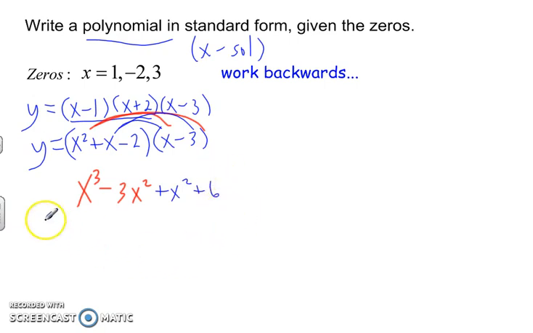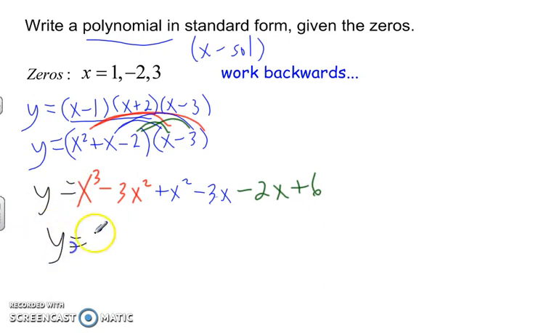I'm sorry, that's not plus 6. My eyes go to a different spot there. So that'd be x times -3, which would be minus 3x. And then -2 times x and -2 times -3, so that would be -2x plus 6. Combine like terms here, we still have a y equals out front, so this would be y equals x to the third, minus 2x squared minus 5x plus 6.